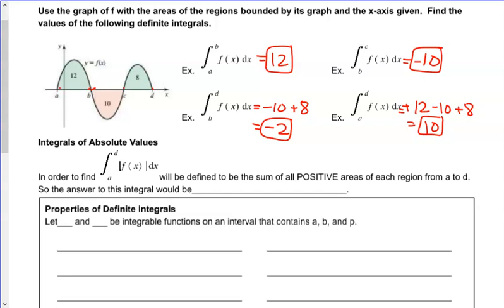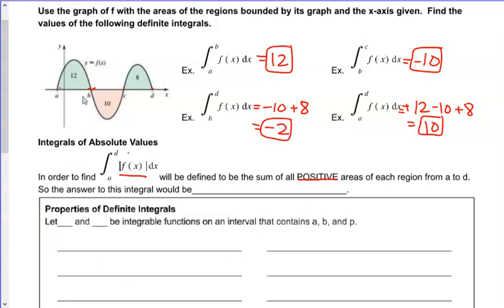But what if I throw some absolute value onto a function? We've talked about the definite integral being the net area of the function if part of it's above and part of it's below. It is the actual area if all of it's above or all of it's below. But what if I do the absolute value of that function? That means that everything has to be positive if it's under absolute value. So this definite integral will be defined to be the sum of all positive areas of each region.